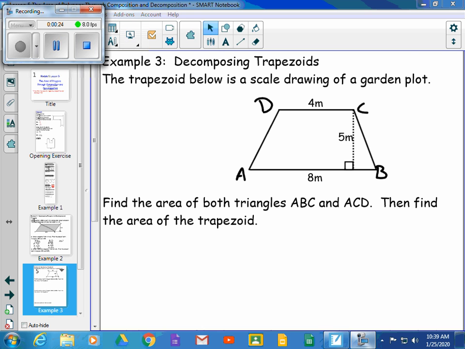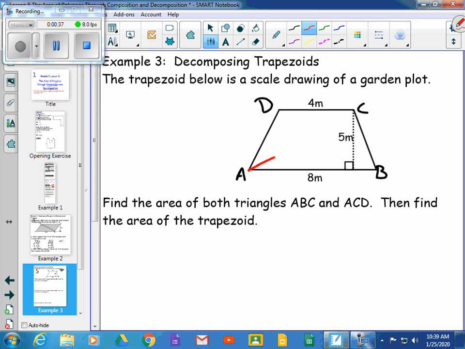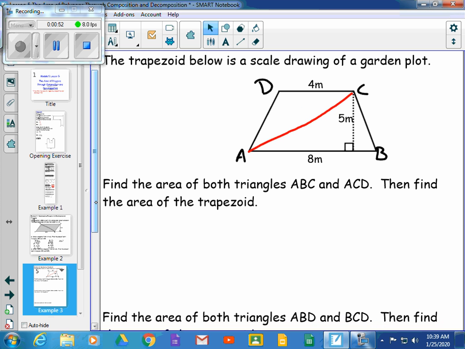In this particular example, they're telling us that the trapezoid is a scale drawing of a garden plot. So that's a garden that you're looking at there. We're going to draw a diagonal in this particular trapezoid from A to C. And notice when we do that, we break it into two triangles, ABC and ACD. We're next going to find the area of both of those triangles, and then we're going to add them together to get the area of the entire trapezoid.